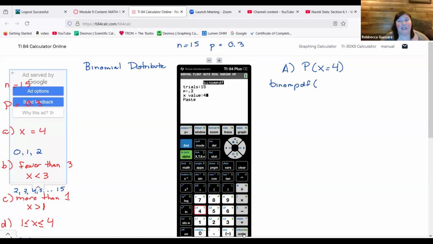So remember, the PDF one is used if I'm only looking for one value. You might also have to put it in like this, 15, 0.3, 4. It just depends on your calculator. So that might actually be what you enter in here. You hit enter, and we get the same probability we got before, 0.219 when we round it.